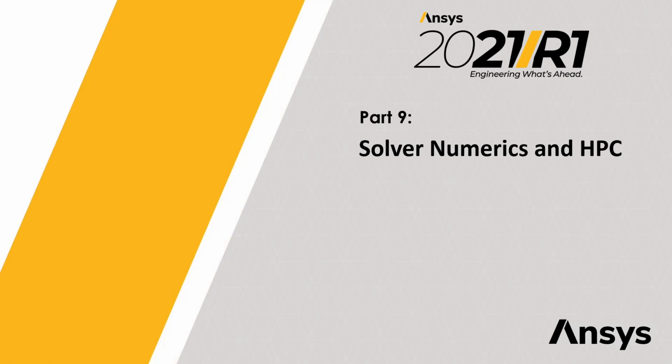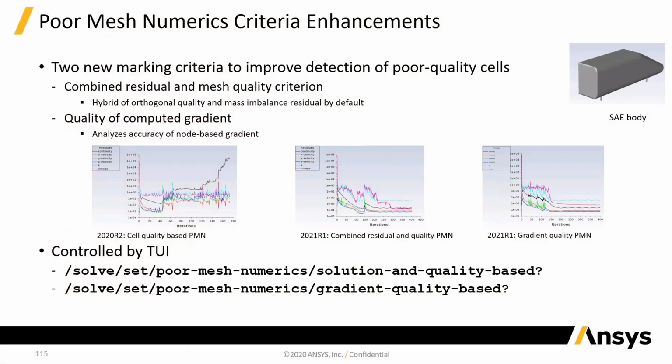So in this, what will be the final short session here, we're going to look at solver numerics and HPC. This is something that affects everybody, and again, has brought some generic benefits. One of these is the way we detect poor quality cells.